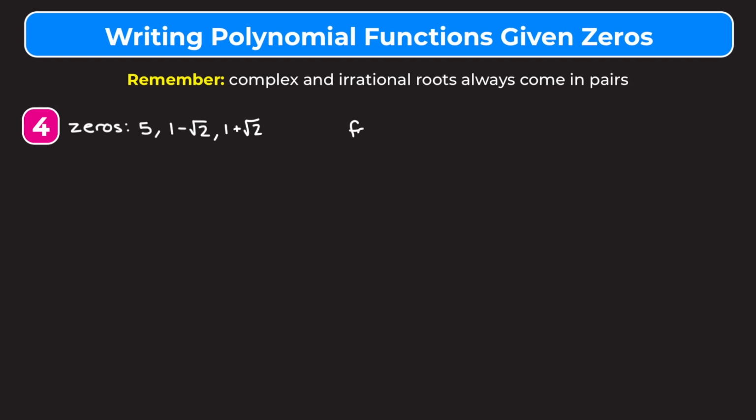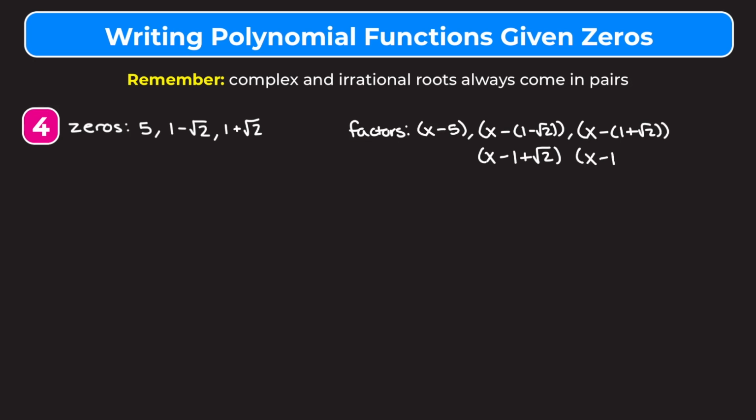So now we're going to write our factors. If a 0 is 5, then the factor is x minus 5. If a 0 is 1 minus the square root of 2, the factor is x minus 1 minus the square root of 2. Let's distribute that minus in to get x minus 1 plus root 2. And if our root is 1 plus the square root of 2, we're going to get a factor of x minus 1 plus root 2. Distribute that negative in to get a factor of x minus 1 minus root 2.